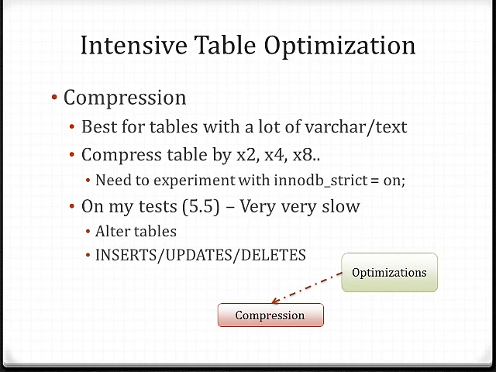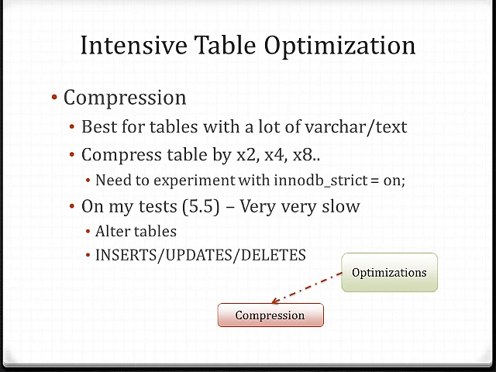Compression, so compression is usually best used for tables with lots of varchar or text. It compresses by multiples of 2, 4, 8, 16. What I do is I experiment. I put innodb_strict_mode on, and then I try to compress the table in like a dev environment, so I try by 2, fine. Then I try all the conditions till I get to something where it gives me an error, and I go to the one before that, which was fine.